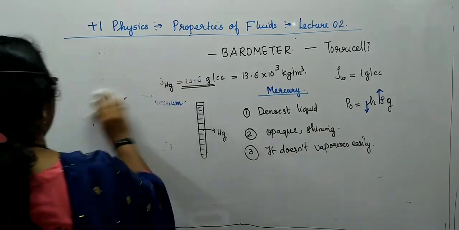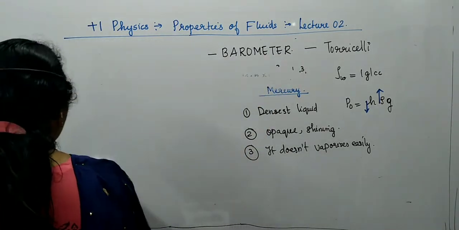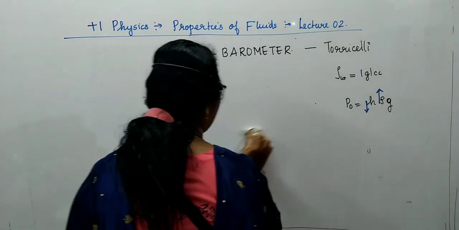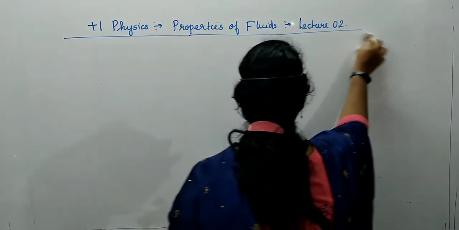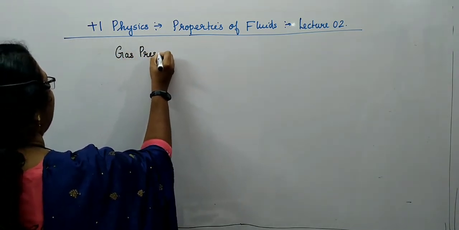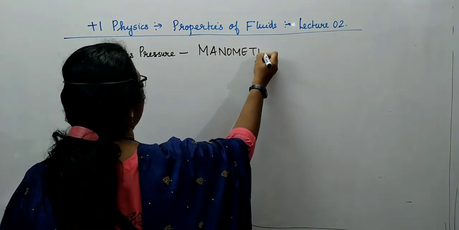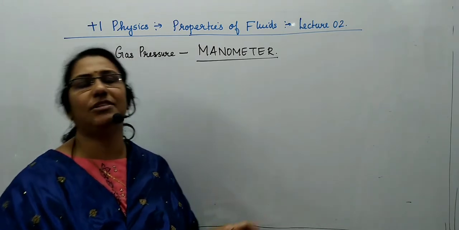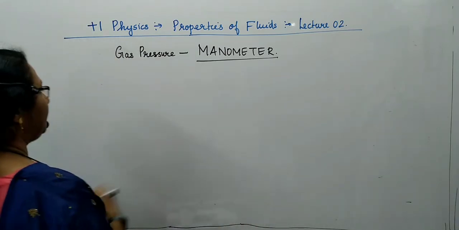So atmospheric pressure is measured by a barometer. And if so, can you tell me which device is commonly used to measure a gas pressure, not the atmosphere, but any other particular gas pressure? Which device is used to measure gas pressure? Yes, ma'am, we have already said it. Manometer. It is the manometer, which also works almost in the same way, on the statement that for a horizontal level, pressure is the same.